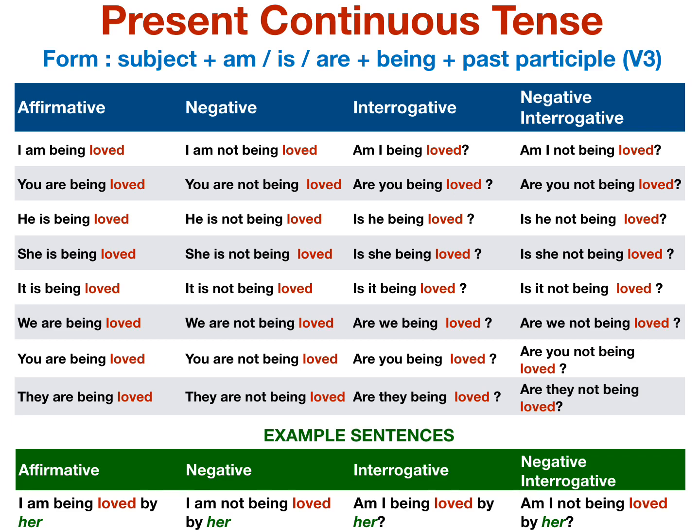Example sentences. I am being loved by her. I am not being loved by her. Am I being loved by her? Am I not being loved by her?